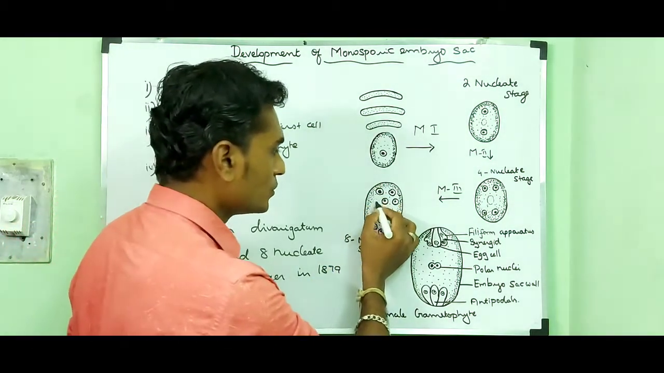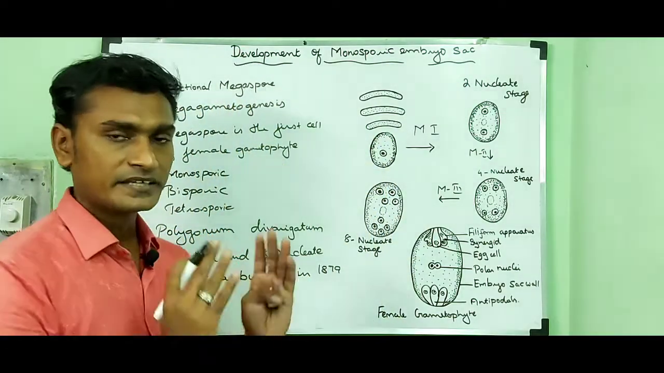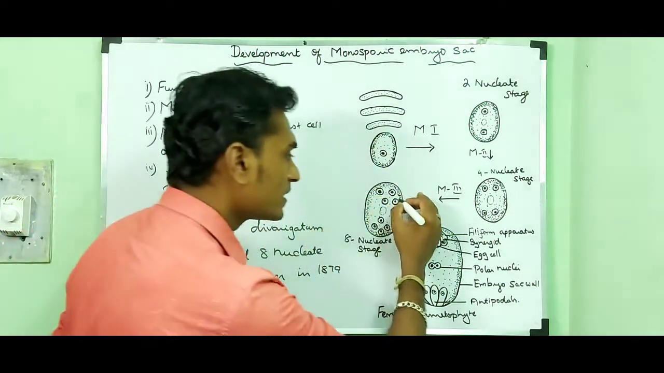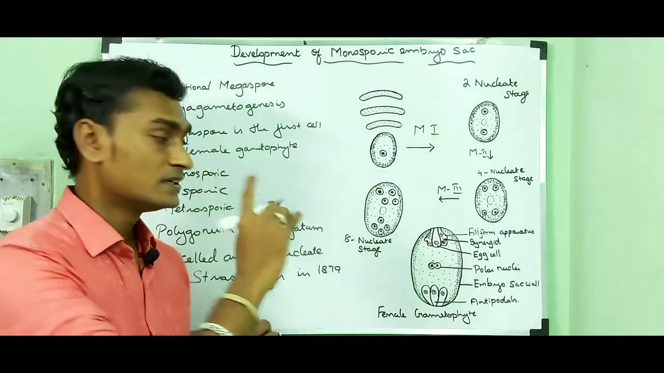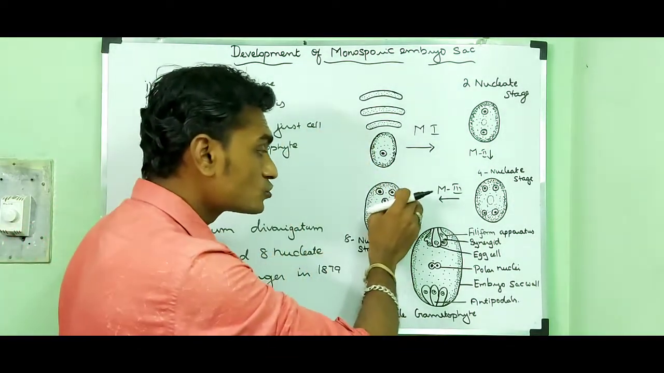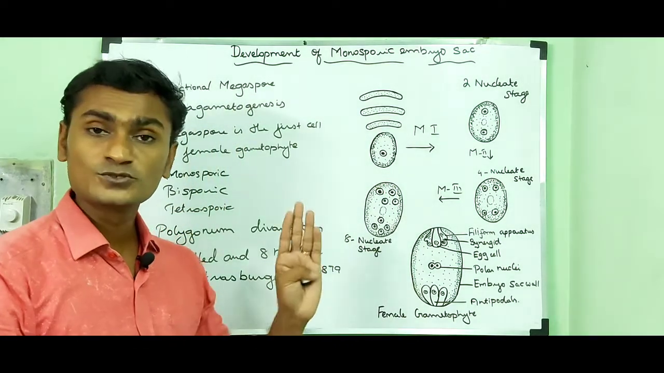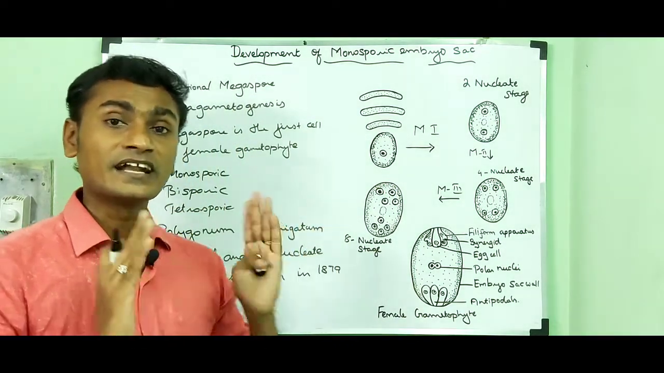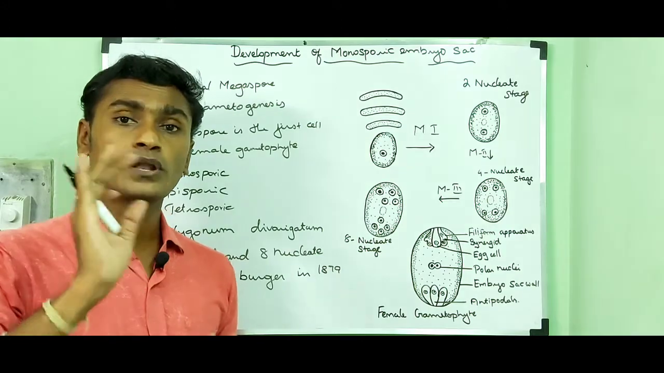சரிங்களா? இந்த மூணு நியூக்ளியஸ் என்ன ஆகுது சேர்ந்து egg apparatus ஃபார்ம் ஆகுது. அப்ப ரிமைனிங் எத்தனை நியூக்ளியஸ் இருக்கு? ஒரே நியூக்ளியஸ் இருக்கு. And they are present at the upper side. சரிங்களா? அது என்ன ஆகுது? It moves towards the center and that nucleus is called as upper polar nuclei.